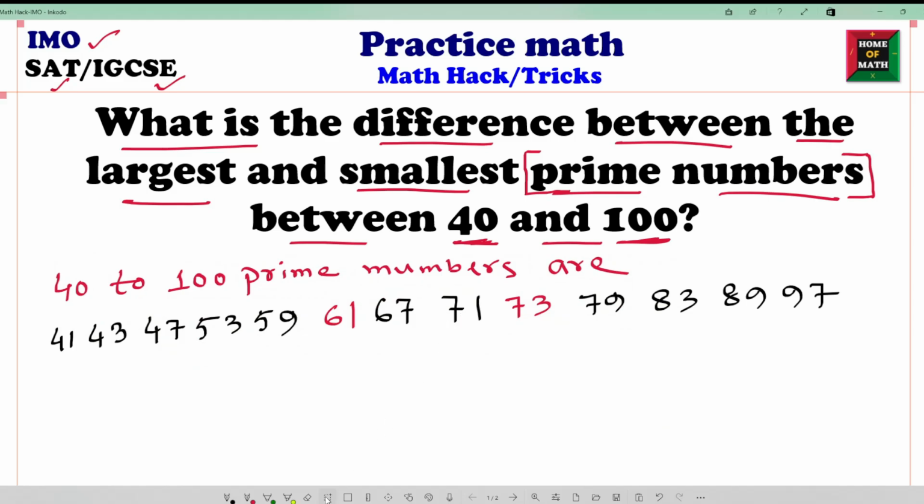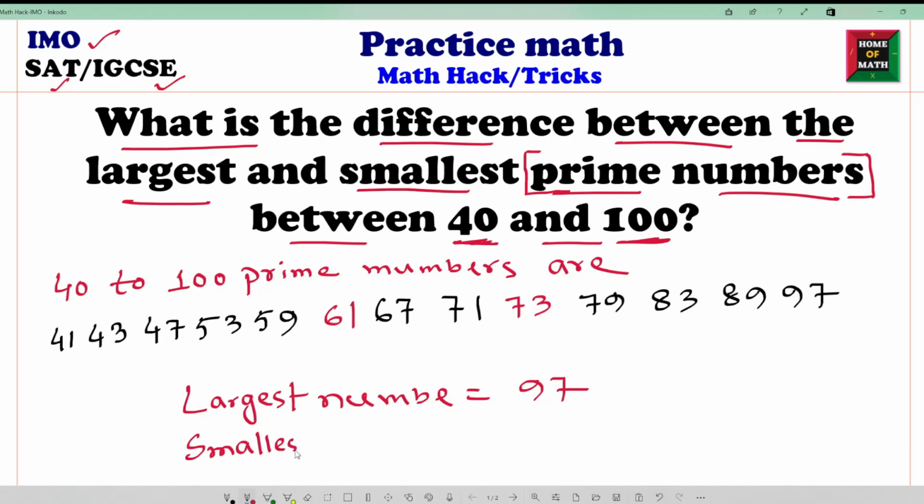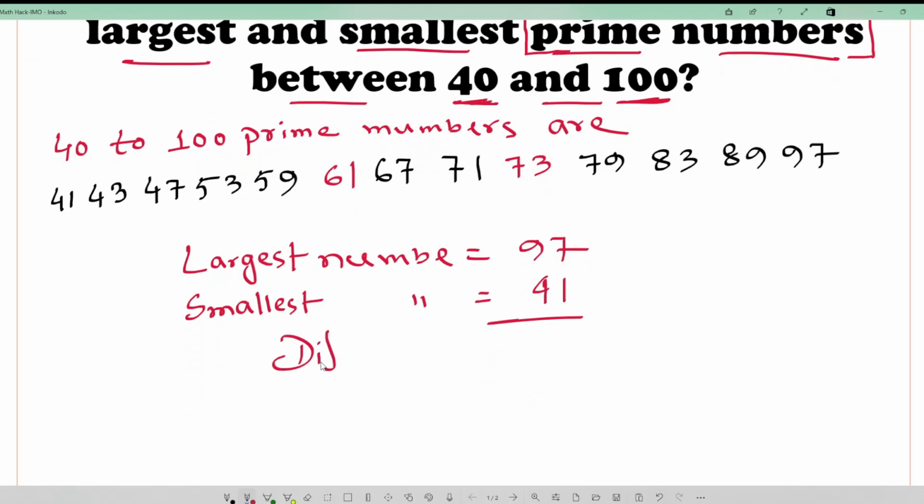Now look, which one is largest? Largest number equals 97, and smallest number is what? 41. So what is the difference? Difference, 7 minus 1 is 6, 9 minus 4 is 5. So our answer is 56.